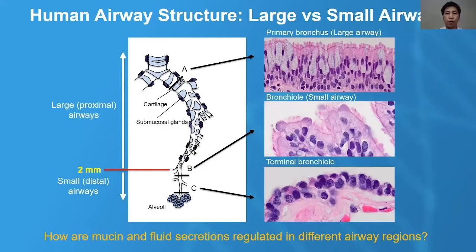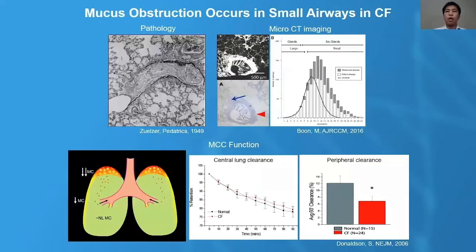Despite these known differences between large and small airways, how mucin and fluid secretions are regulated in different airway regions is unknown. Particularly as small airways are the most difficult region to study due to limited access, the MCC mechanism in small airways is largely understudied.